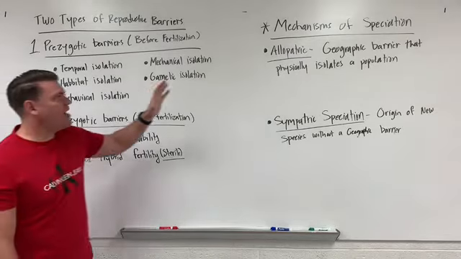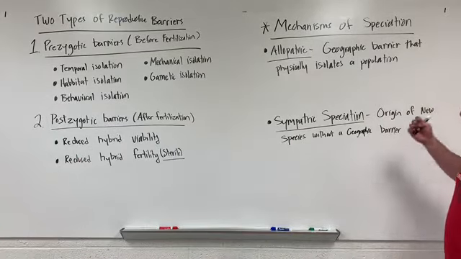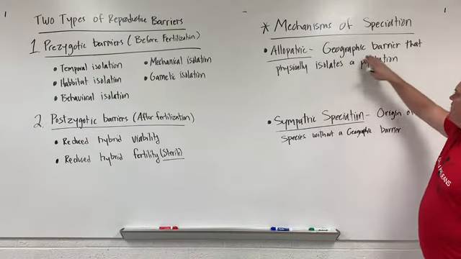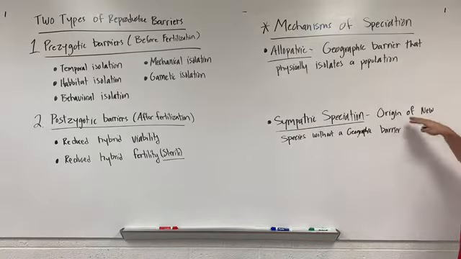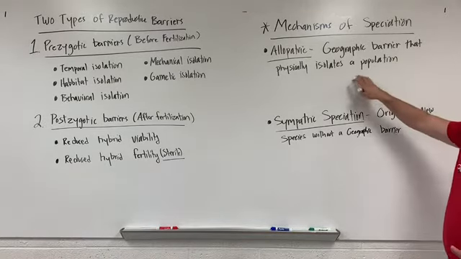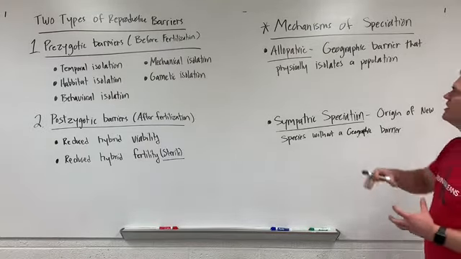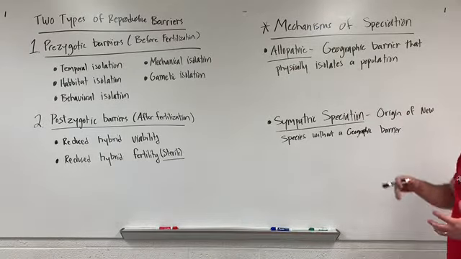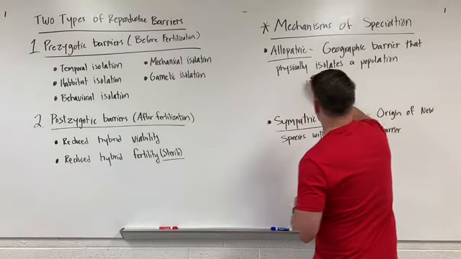Now we're going to be looking at the mechanisms of speciation. Our two forms of mechanism of speciation are allopatric, which is a geographic barrier that physically isolates a population, and sympatric, and that's the origin of a new species without a geographic barrier. So let's talk first about our allopatric. I always remember allopatric as apart, so AA. We're going to end up separating populations apart from each other through geographic barriers. One good example of this is a mountain range.